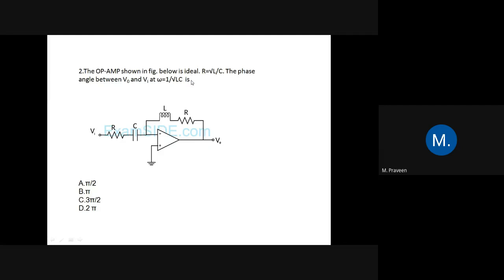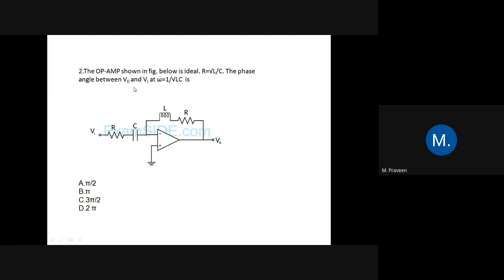If the op-amp is ideal, then what are the op-amp characteristics? The difference of voltage between the inverting and non-inverting terminals is 0. The second characteristic is that the input impedance is infinite, and the current flowing through the inverting and non-inverting terminals is 0. These are the ideal characteristics of an op-amp, and here it is clearly specified that the op-amp is ideal. Then here they have given the R value as root of L by C.